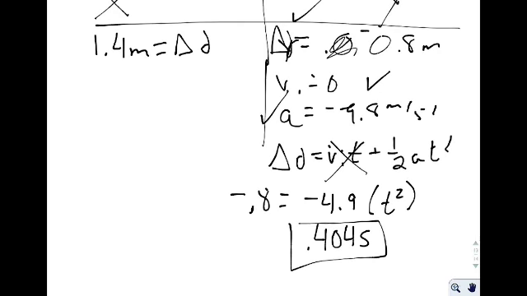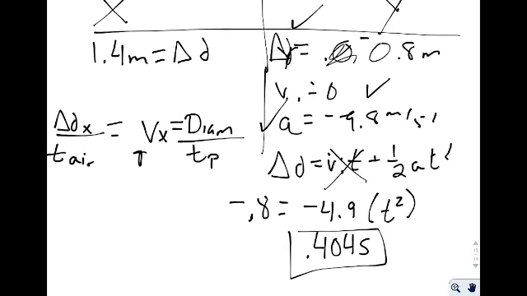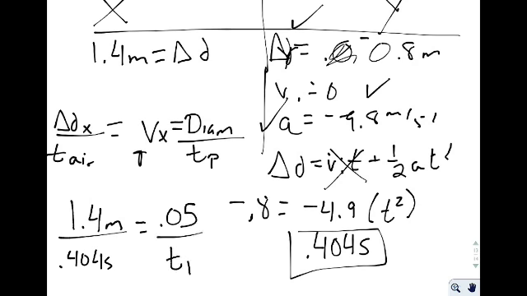So basically, the velocity in the x direction is going to equal the diameter of the marble divided by the time of the photo gate, but that's also going to equal the horizontal distance divided by the time in the air. So you have two things that velocity equals. I'm just going to set them equal to each other because I'm not really that interested in velocity. The distance that the ball travels in the air is 1.4 meters. The time that it's in the air is 0.404 seconds. The diameter of the marble is 0.05, and that allows me to solve for the time of the photo gate.